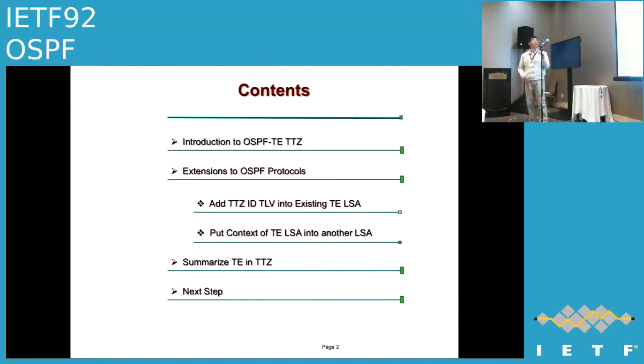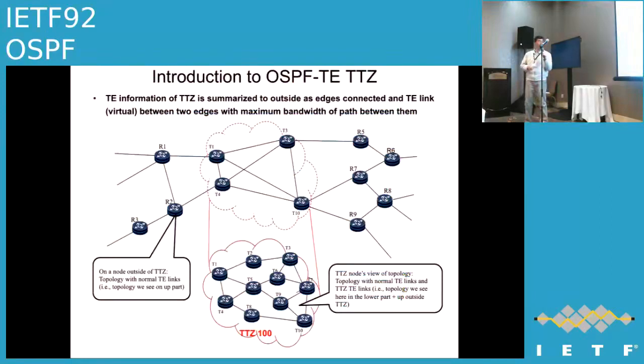Next slide. So basically we just virtualize a cloud into a AGIS fully connected from traffic engineer's point of view. After we virtualize this cloud, we will see just the AGIS of this cloud fully connected. Here we have a link, and this link will have the maximum bandwidth, which is the maximum bandwidth of the maximum bandwidth path. So after virtualization, any node outside of this TDZ just sees this virtualized topology.